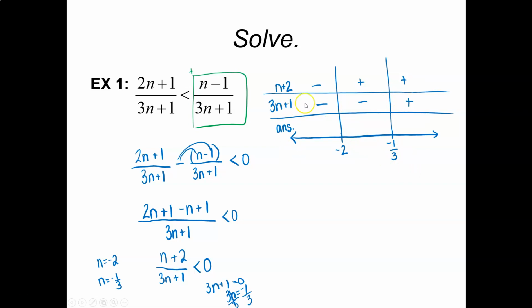So Valeria, for our answer line, what should we have? What will we get on the chart first? Positive, negative, positive. We are looking for less than 0, so that's negative. So what is our answer again, Valeria? Negative 2 and negative 1/3. And brackets or parentheses? Parentheses. Or we could say negative 2 less than x less than negative 1/3.